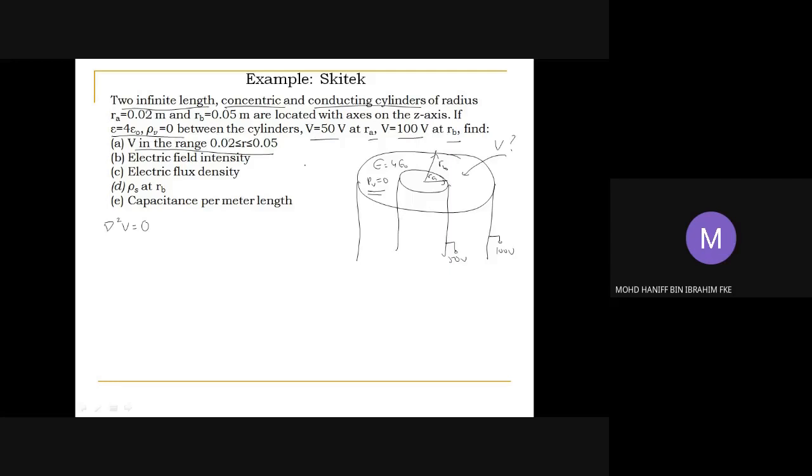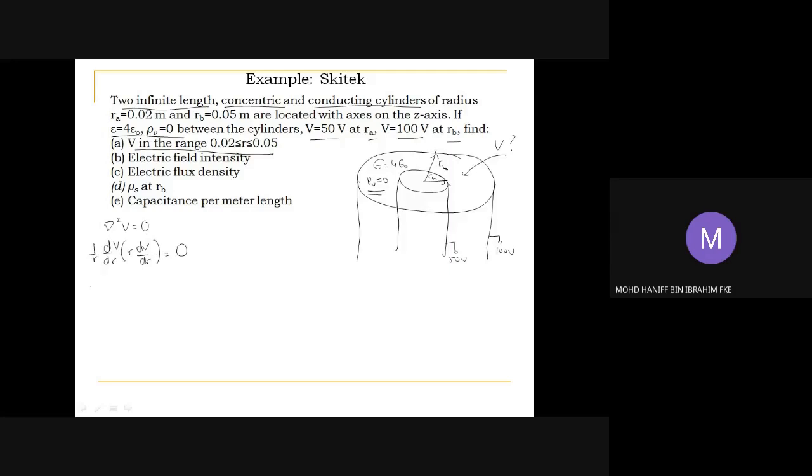Evidently, from this diagram, the potential will change according to r, the radius. So if we base on the Laplacian for cylindrical and consider only the r variation, we can write the Laplacian of V as 1 over r, d over dr of r dV over dr, equals 0. This is based on the Laplacian of V, which is the change of V with regard to the r direction only.